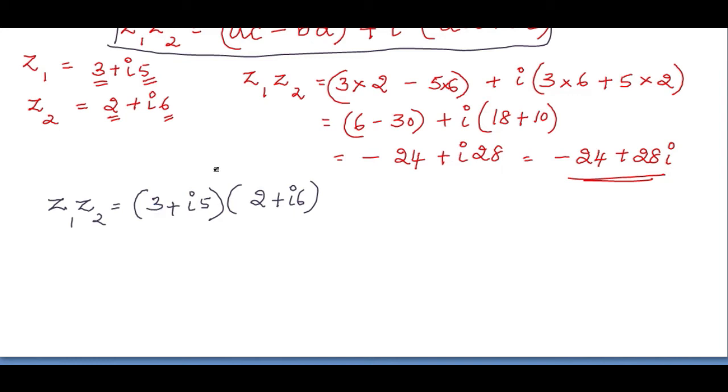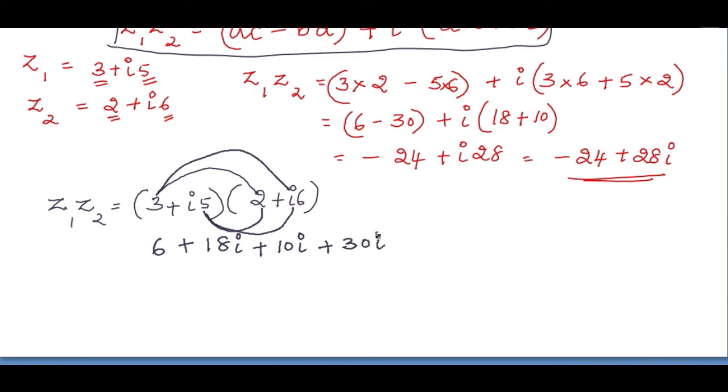So the same method you have to follow here. First number with this real part, so how much is it? It is 6. Now same number with this, so how much is it? It is 18i. Now this with this, so it is 10i, and this with this, so it is plus 30i square.